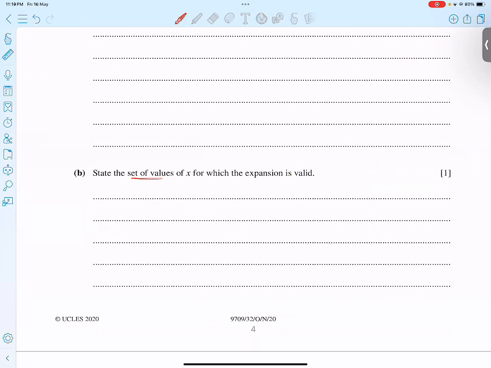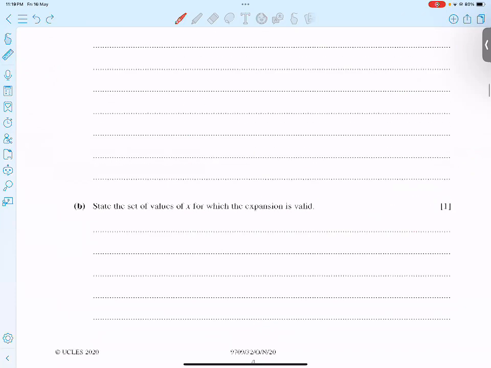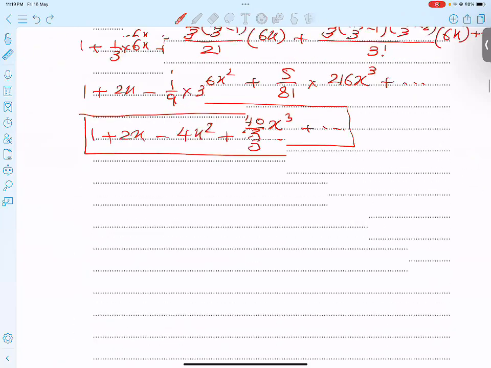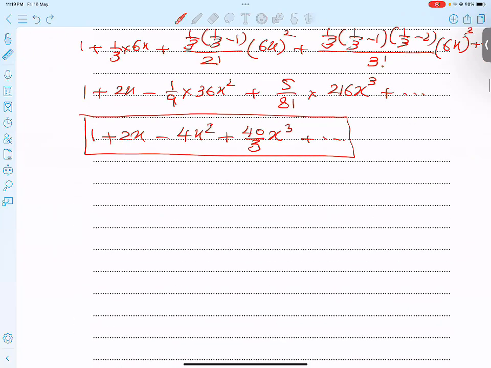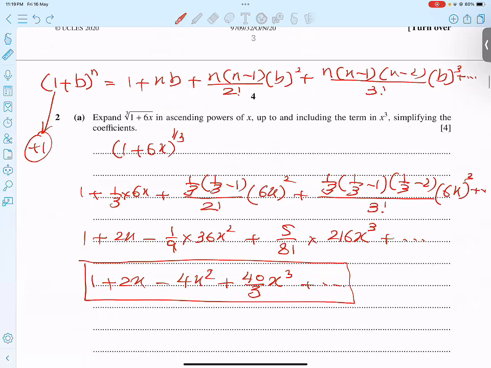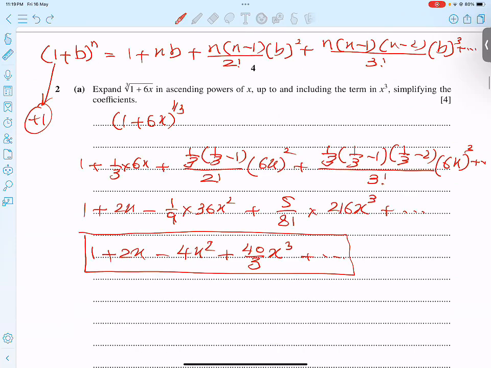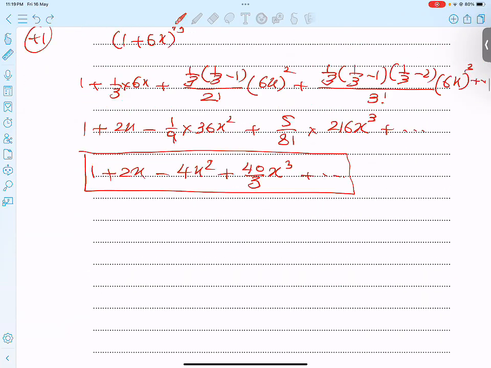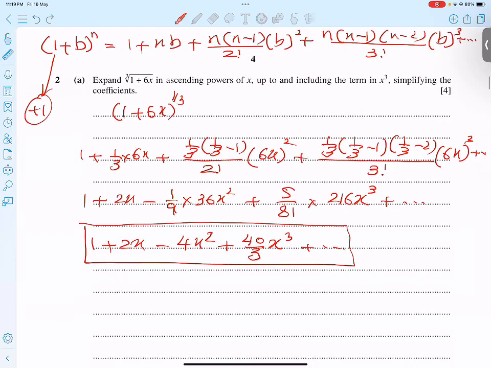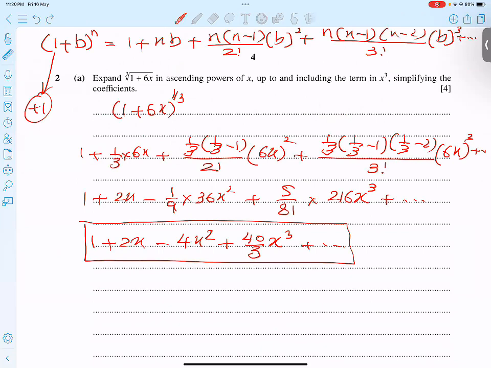State the set of values for which this expansion is valid. Now, the validity of expansion is very important. Students, the question usually mentions that the x value is so small that its higher powers are neglected. Mostly he writes it that way. So I will tell you the basic technique we have to solve this kind of question.